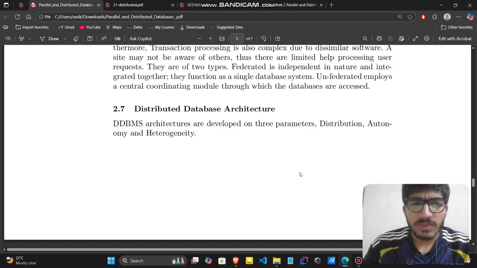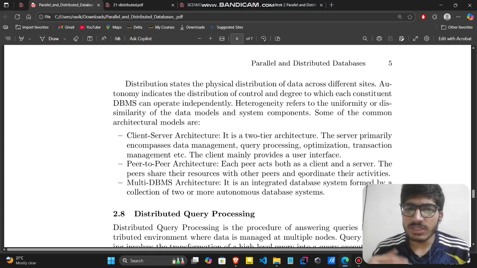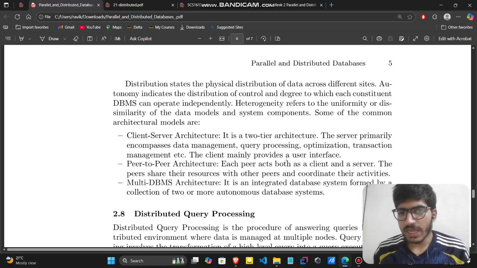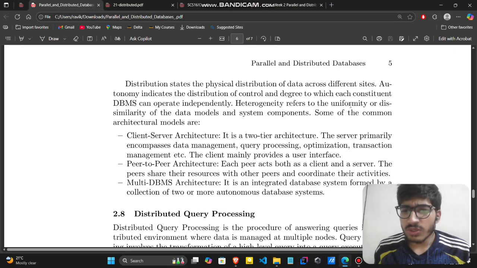Distributed database management system architectures are developed on 3 parameters: distribution, autonomy, and heterogeneity. Distribution states the physical distribution of data across different sites. Autonomy indicates the distribution of control and the degree to which each constituent DBMS can operate independently. Heterogeneity refers to the uniformity or dissimilarity of the data models and system components.